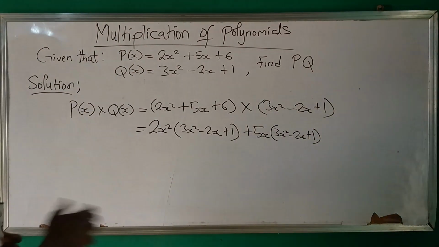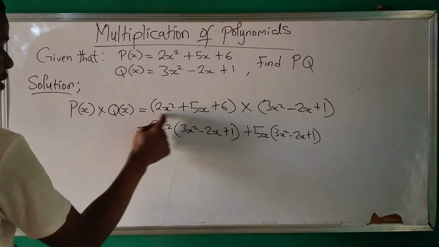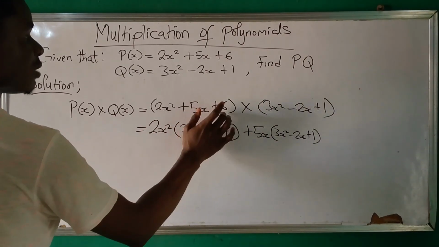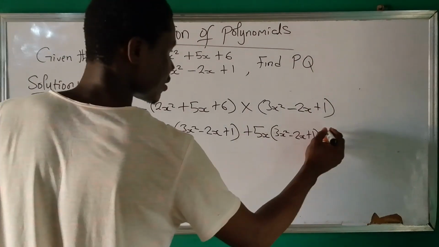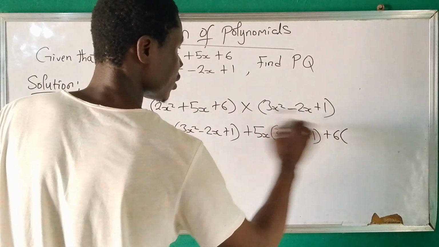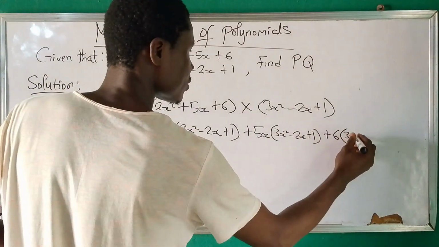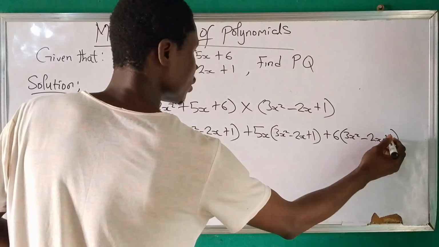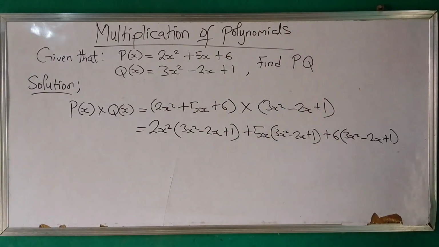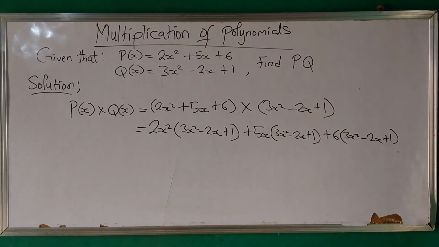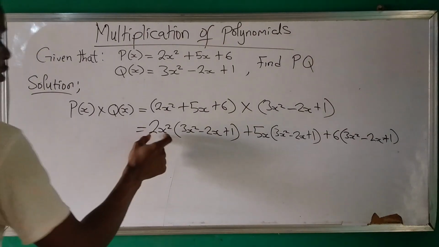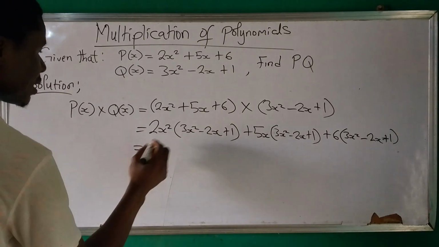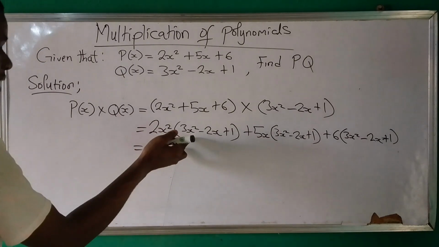Alright, so we've used this first term here. We've used this second term, which is this 5x. Now let's use the last term, which is the constant, plus 6. We multiply with everything: 3x squared minus 2x plus 1. Alright, getting to this point, all we have to do is to multiply what we have outside here with everything inside the bracket. So that gives us 2x squared times 3x squared.